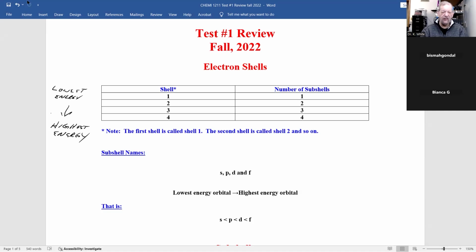And shell 1 is the lowest energy. That's the electrons there have the lowest energy. And as you go out to shell 2, 3, and 4, the energy of the electrons increases. And Mother Nature, by the way, if you don't know, is the greatest of all chemists, really. And you always fill the lowest shells before you fill the higher ones.